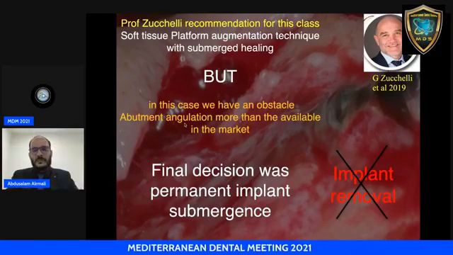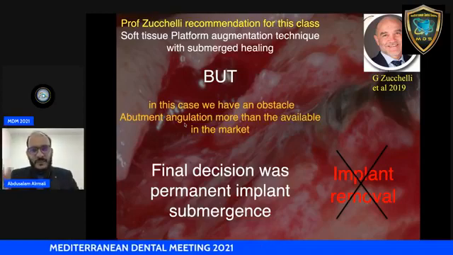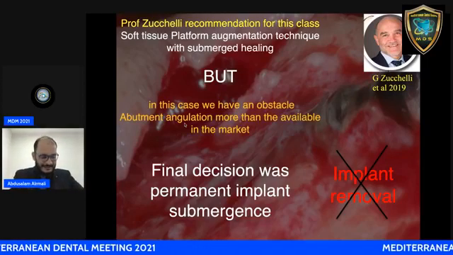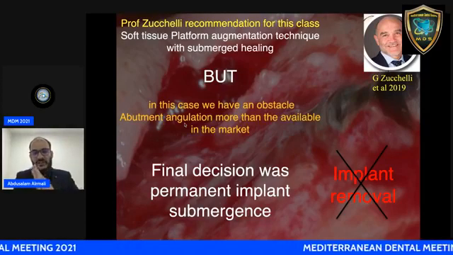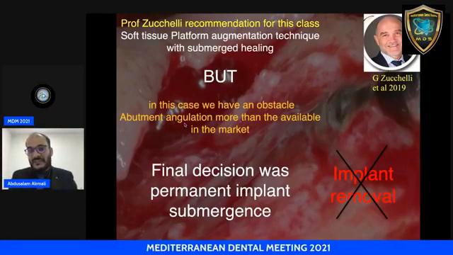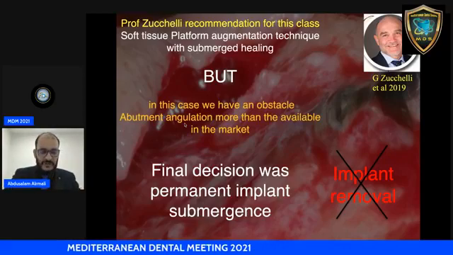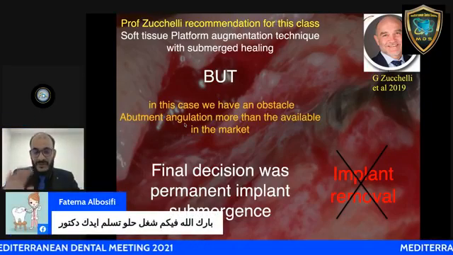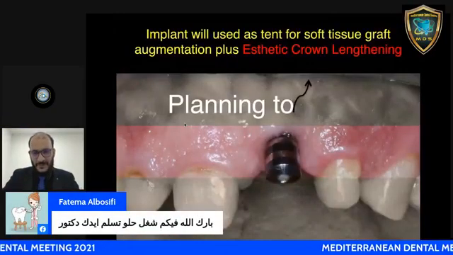But in this case, we have a prosthetic obstacle: the abutment angulation is too buccal, and we didn't have that abutment angulation in the market, so we were going to do implant removal. But the final decision was to do permanent implant submergence.